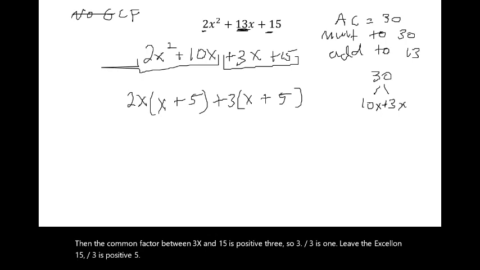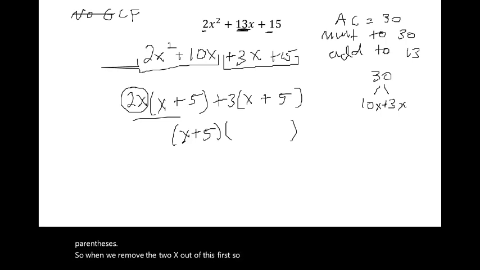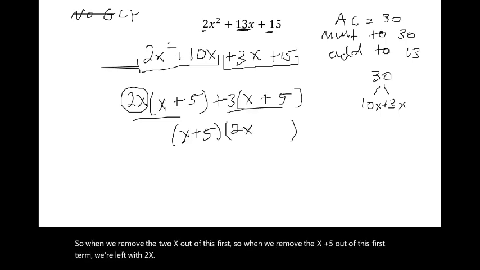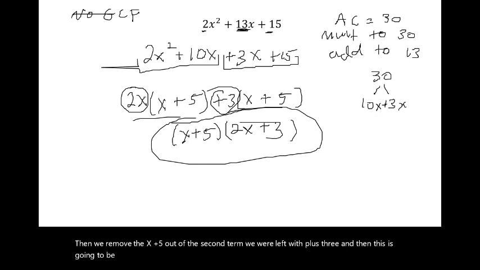Then from here, we're going to factor out a common factor of x plus 5 and put the rest in parentheses. So when we remove the x plus 5 out of this first term, we're left with 2x. Then when we remove the x plus 5 out of the second term, we're left with plus 3. And then this is going to be our fully factored final answer.